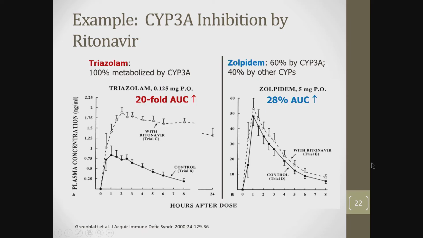Here's an example of strong CYP3A inhibition by ritonavir or Norvir, again an antiretroviral drug used to treat HIV. On the left we have triazolam, again a very sensitive CYP3A substrate. It's metabolized 100% by this enzyme and it's extensively metabolized. And when you add ritonavir, you see a profound 20-fold increase in the area under the concentration-time curve. On the other hand, zolpidem or Ambien is metabolized by CYP3A and other CYPs. So when you add ritonavir, all you see is a 28% increase in exposure relative to the 20-fold we saw with triazolam.